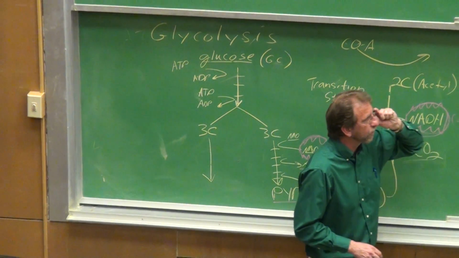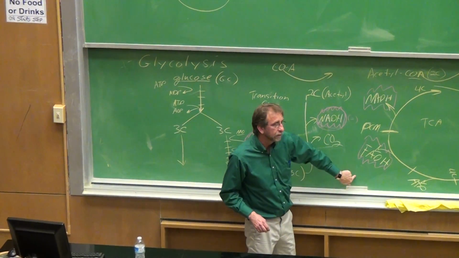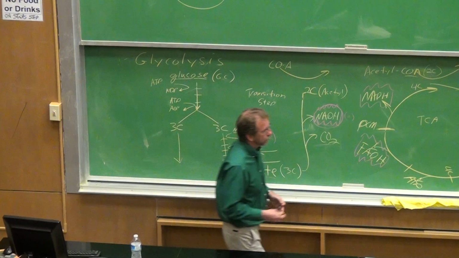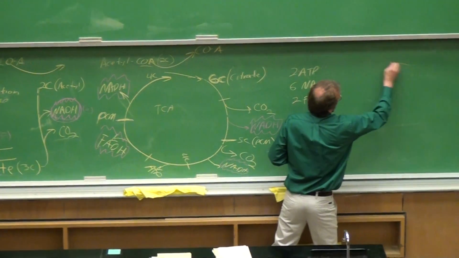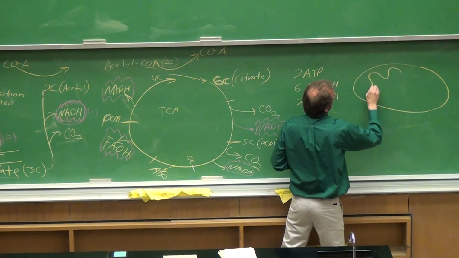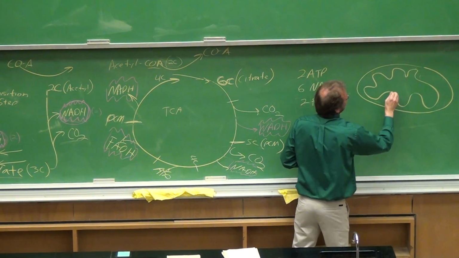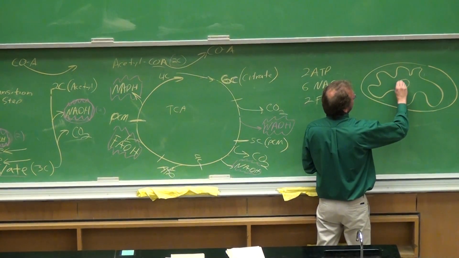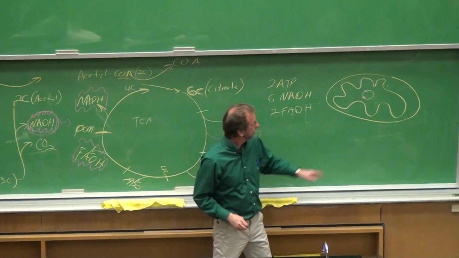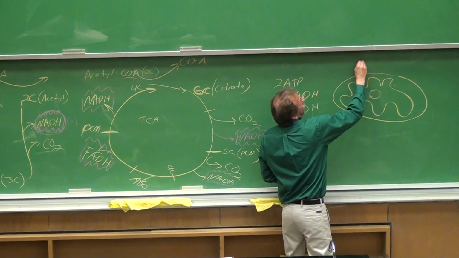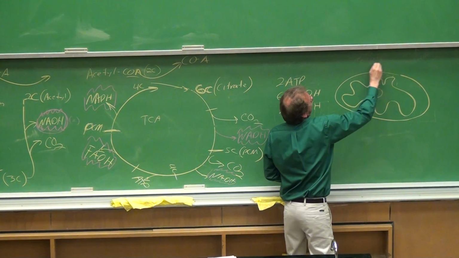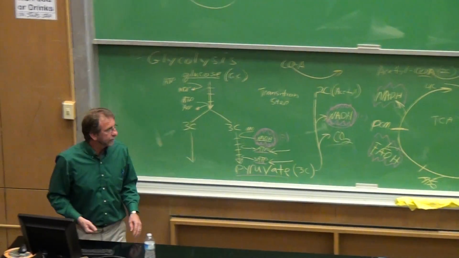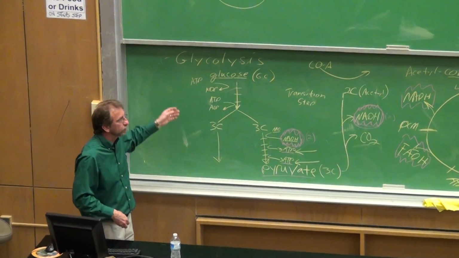A couple of things I want to point out before I move into the next step. This process here, the tricarboxylic acid cycle, is happening inside the matrix of the mitochondria. So if this is our mitochondria, this is the inner membrane. The tricarboxylic acid cycle is happening right here inside the mitochondria, inside the inner membrane. Pyruvate has to move into the mitochondria in order for TCA to continue, in order for the continued breakdown of the molecule.